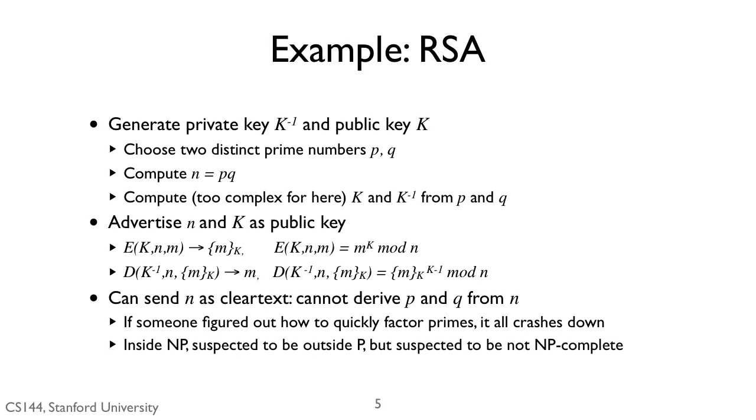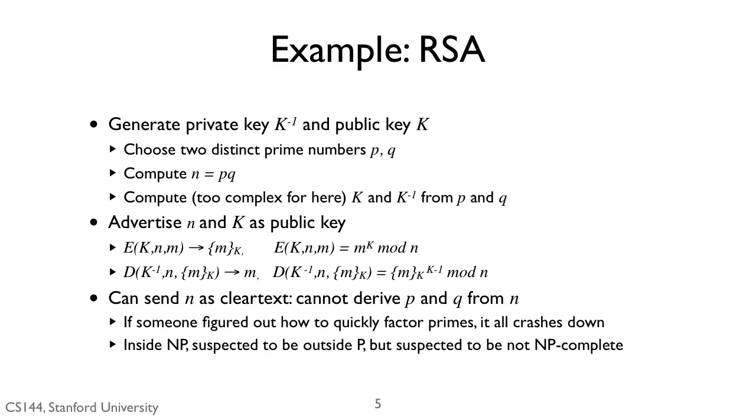So you derive k and k inverse from p and q. If an adversary learns p and q, then they can generate the private key and break the system. You can't derive p and q from k. It turns out you also can't derive p and q from n. n is the product of two primes. Factoring n into p and q turns out to be computationally hard. If someone figured out how to do it quickly, then all of RSA crashes down.